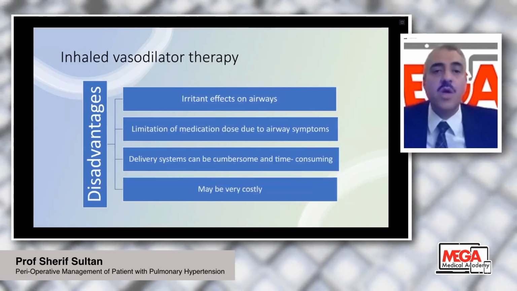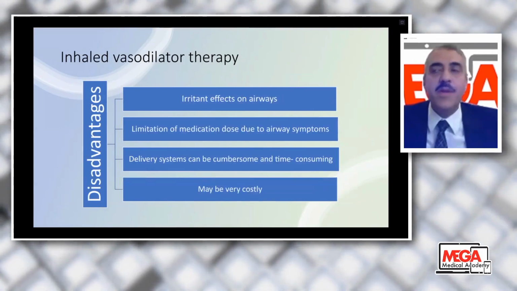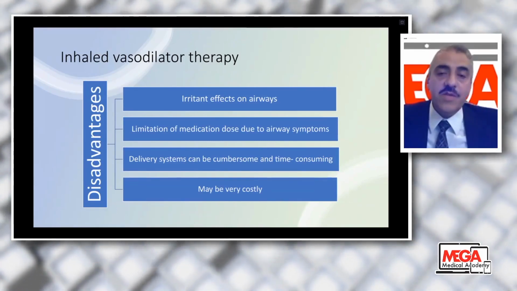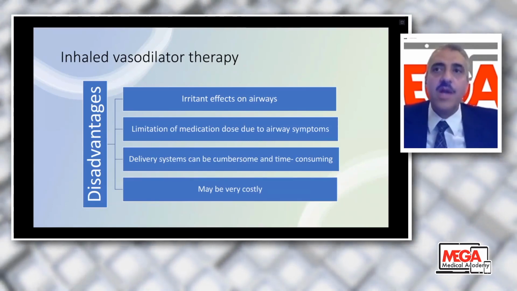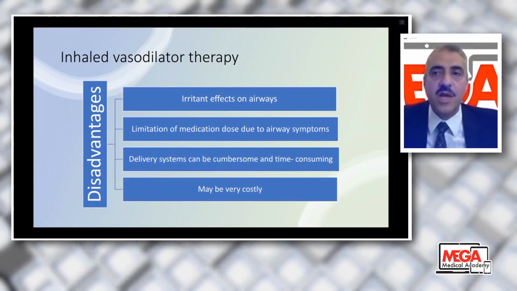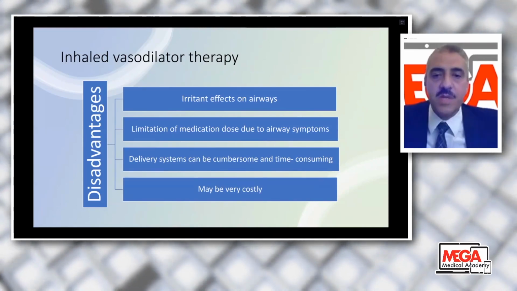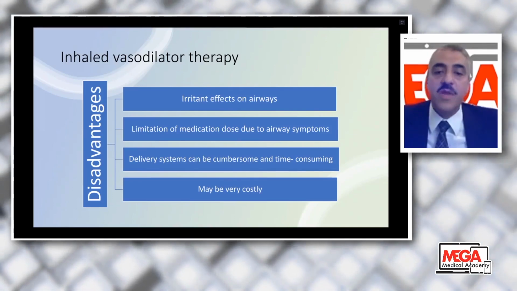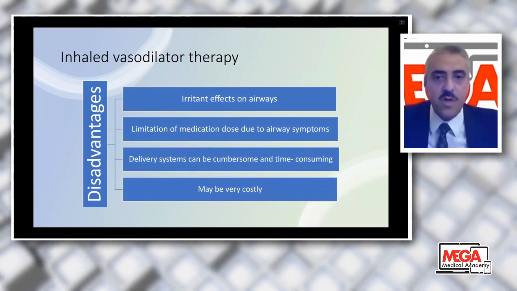Disadvantages of inhaled vasodilators: some of them are irritant to the airways, like milrinone, which is irritant to the bronchi. Delivery of these drugs might be affected in patients with chronic bronchial disease, like asthmatic patients. The delivery system may be cumbersome and time-consuming, and sometimes very costly, like nitric oxide, which is very costly when used in the hospital setting.